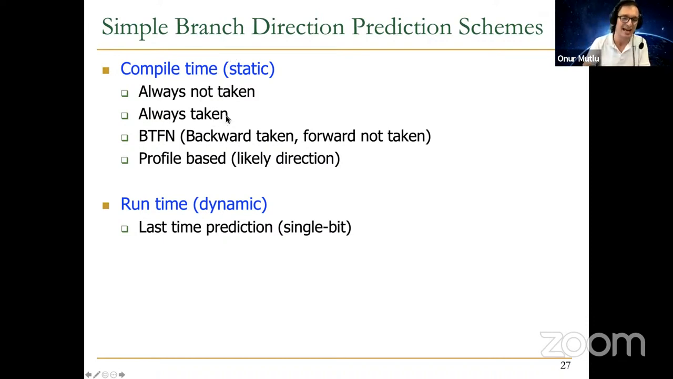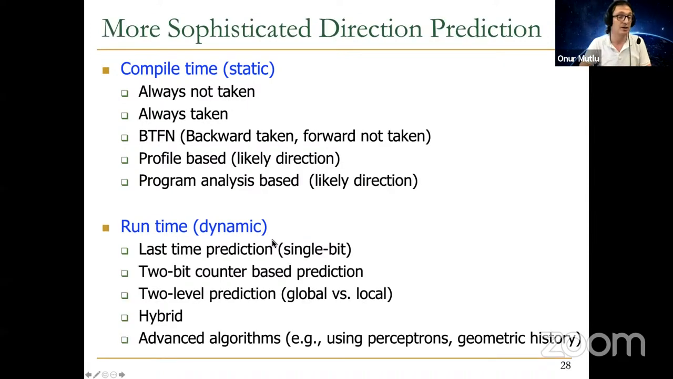Always taken are actually somewhat static schemes because you don't need to make a decision dynamically. Backward taken, forward not taken, we're going to cover that. Profile based, we're going to cover that. And we're going to also go into runtime prediction, which is going to be much more dynamic. And we're going to make it even more enhanced. Basically, we're going to enhance the compile time technique by program analysis.